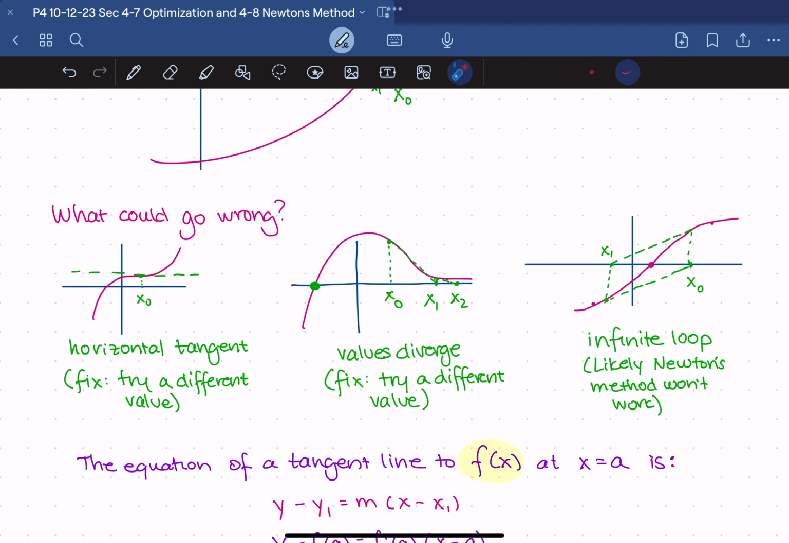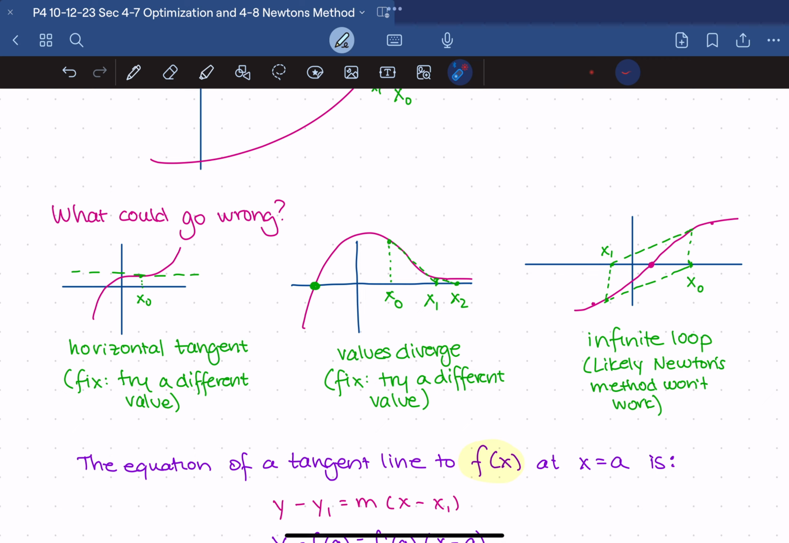And then finally, you might have something like this, where you just wind up in an infinite loop. I start here, find my y value, there's my tangent line, there's my new x. My y value, my tangent line, but it takes me right back to where I started. So I just wind up in this infinite loop. If that happens, likely Newton's method won't work. It's happening because we happen to have symmetry right here. And most likely this is a function that is symmetrical about that zero. And if it's symmetrical about that zero, Newton's method isn't going to work. Okay, so that's what could go wrong.